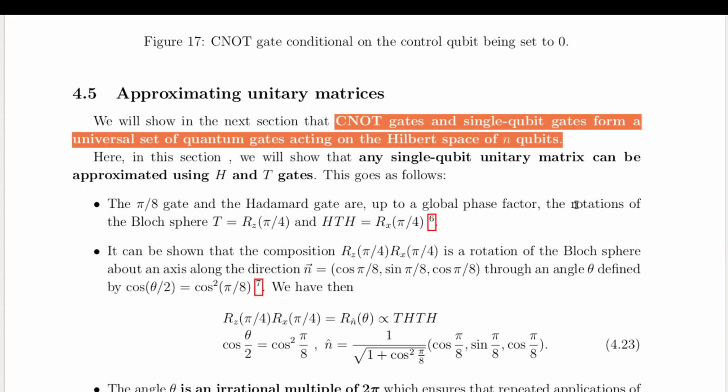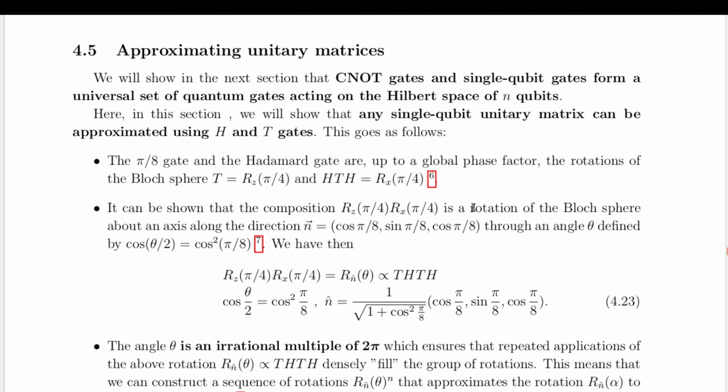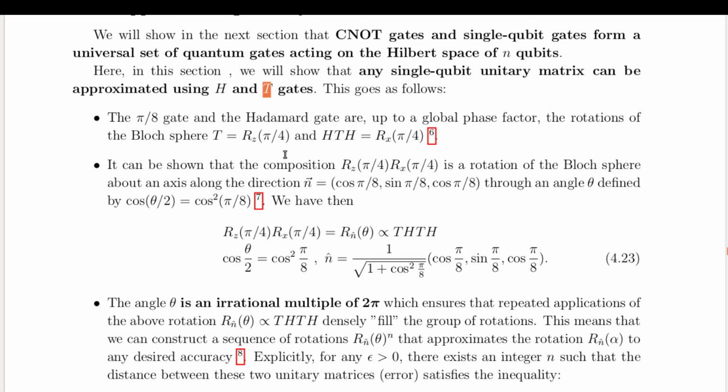But here's the exciting part. Even within single-qubit operations, you don't need an infinite variety of gates to perform any operation. Instead, the Hadamard and T gates are sufficient to approximate any single-qubit unitary matrix. The Hadamard gate and the T gate are deeply connected to rotations of the Bloch sphere.